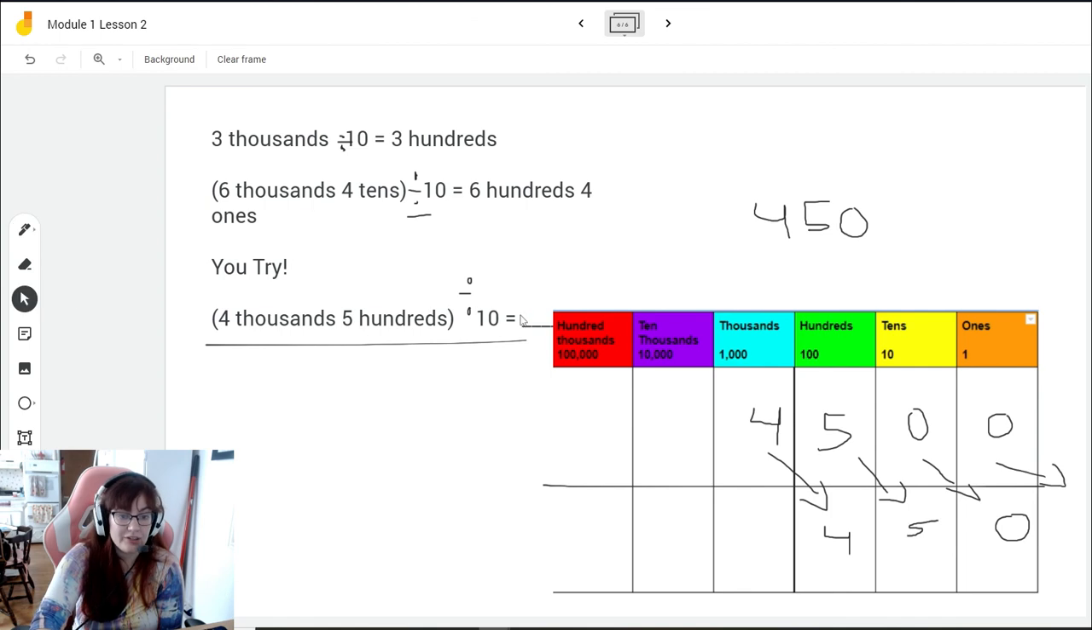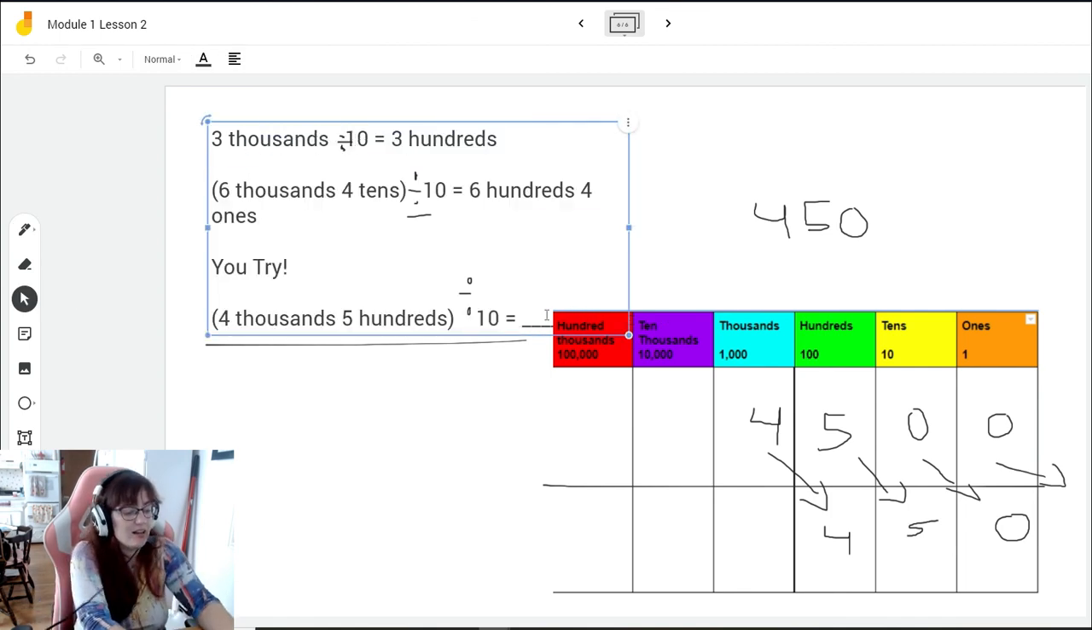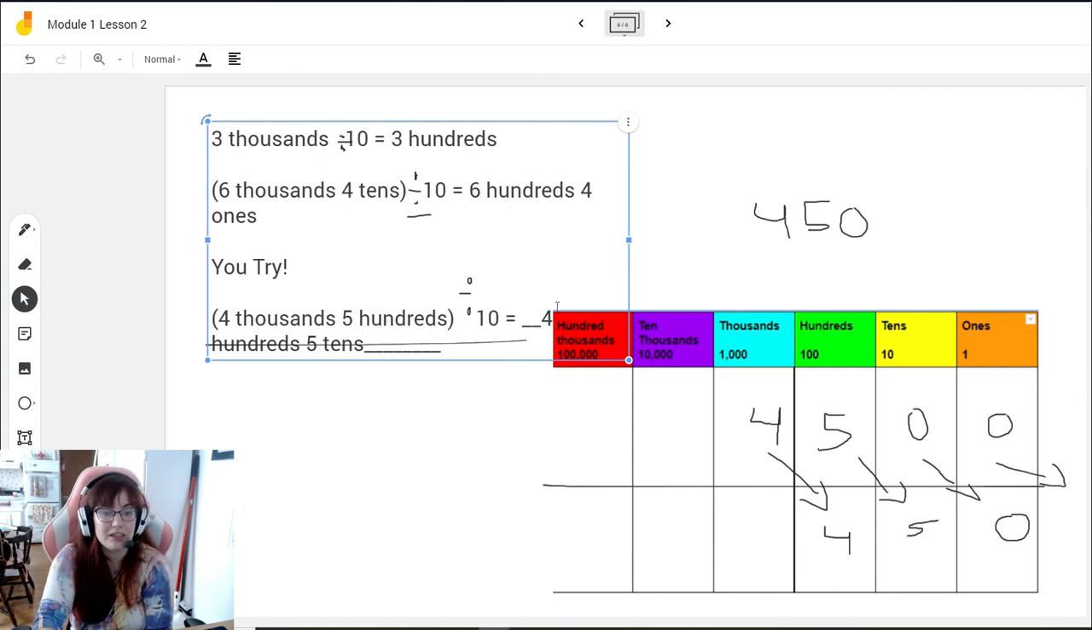Or if I wanted to write it in unit form, I would write it like 400s, 5 tens. And then that would be my final answer. So fourth grade, that is our lesson for today.